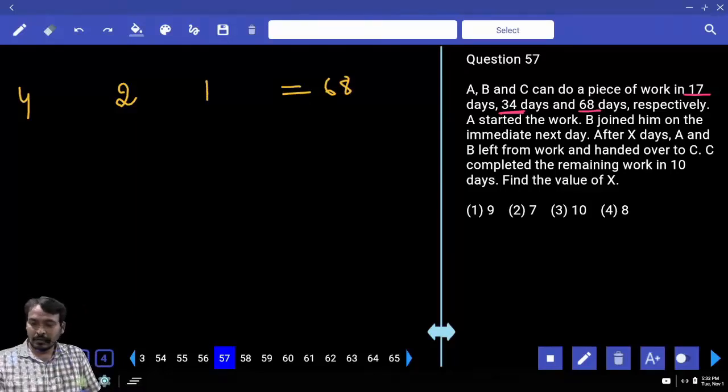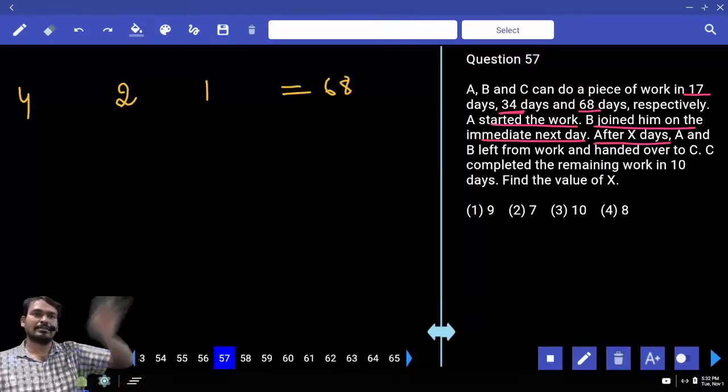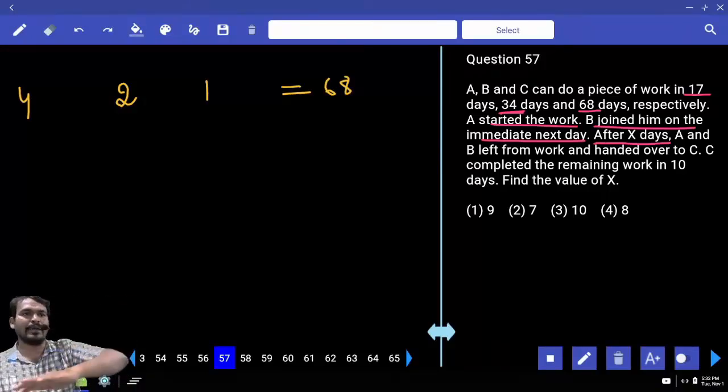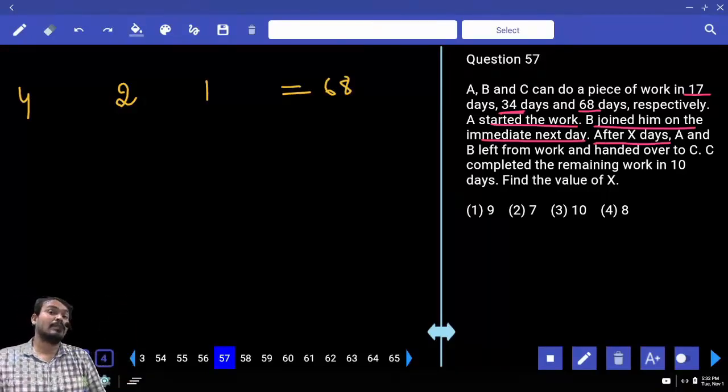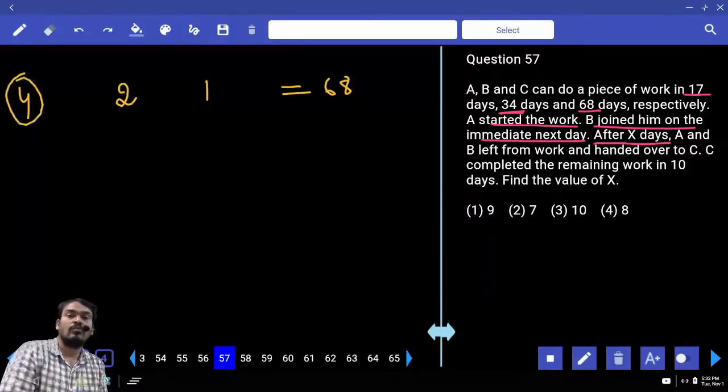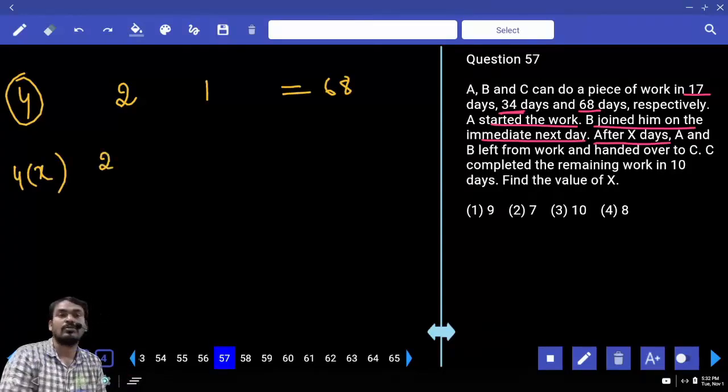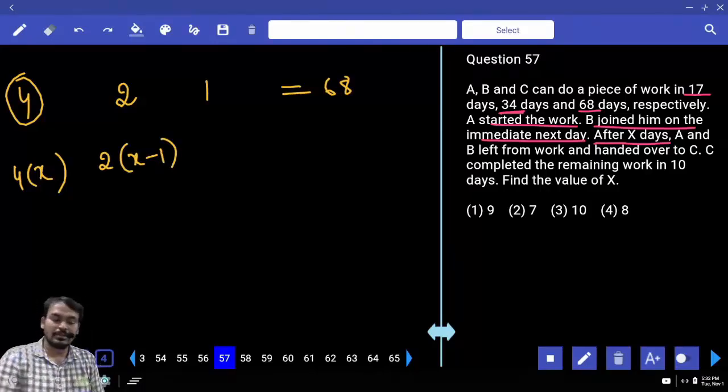Okay. But here A started the work and B joined him on the immediate next day. After X days means A is working on it for X days, B is working on it for X minus 1 or X plus 1? X minus 1. After X days, A started means A worked for X days, but B worked for X minus 1 day. What is the A efficiency? 4. Then we write 4 into X days. Next, what is the B efficiency? 2. Then he worked for X minus 1 day. Next, what is the C efficiency? 1. But he worked for 10 days.